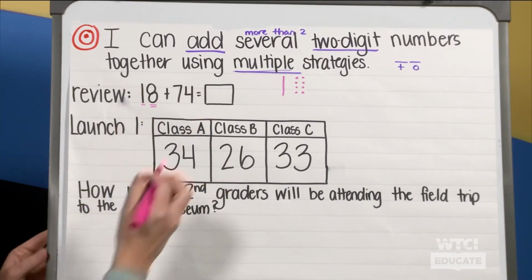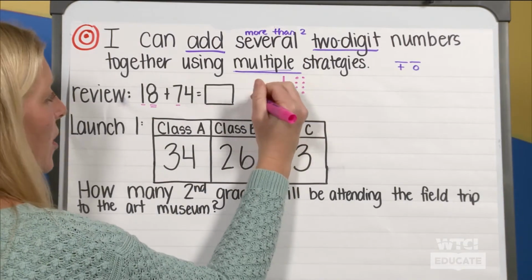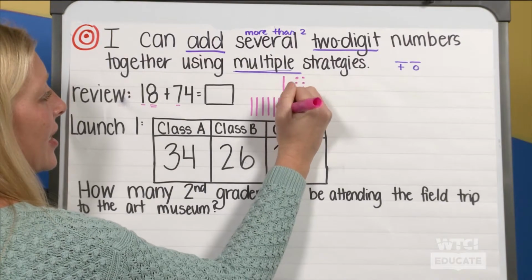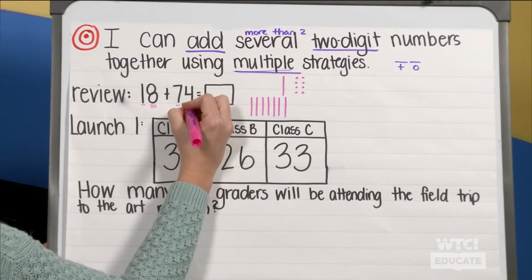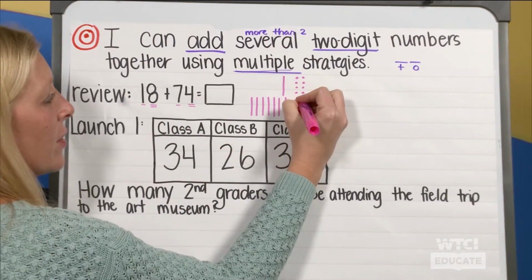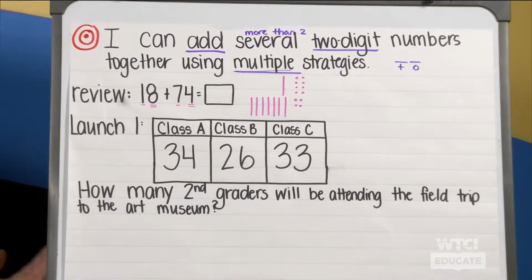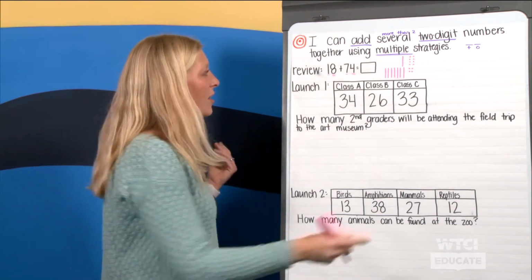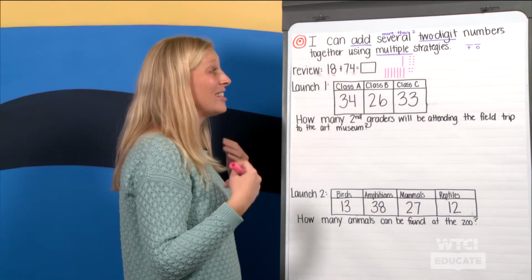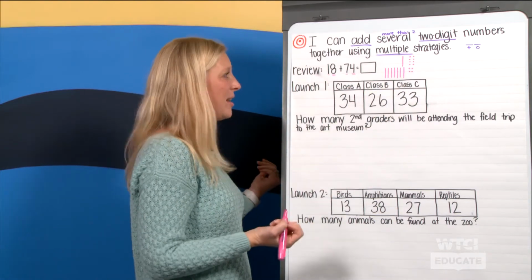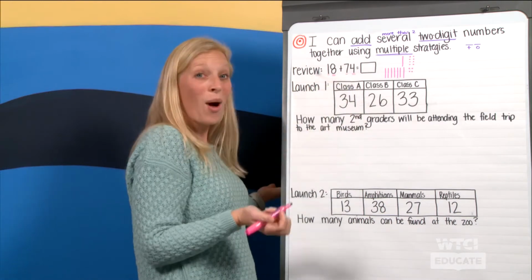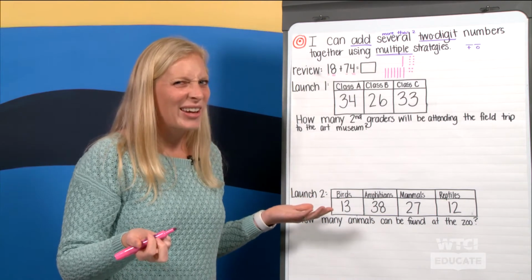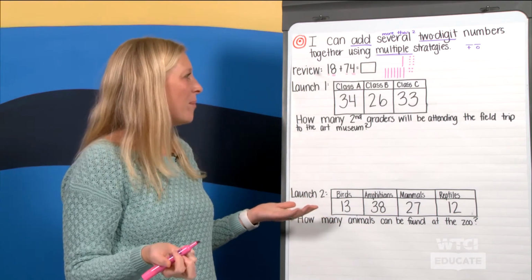My number 74 has 7 tens. Count this with me. 10, 20, 30, 40, 50, 60, 70. And it has 4 ones. 1, 2, 3, 4. Why did I count them differently? That's right. They're worth something different. Our 7 in our tens place is worth 10, so each of those sticks we count by tens. And our 4 is worth 1, so we count each one by ones. That's that idea of place value, right? Each place is worth something different.